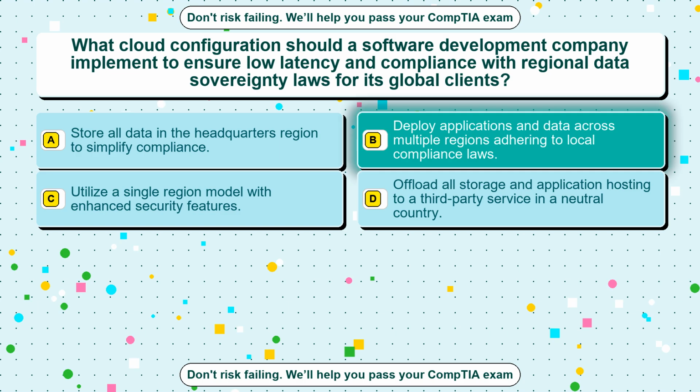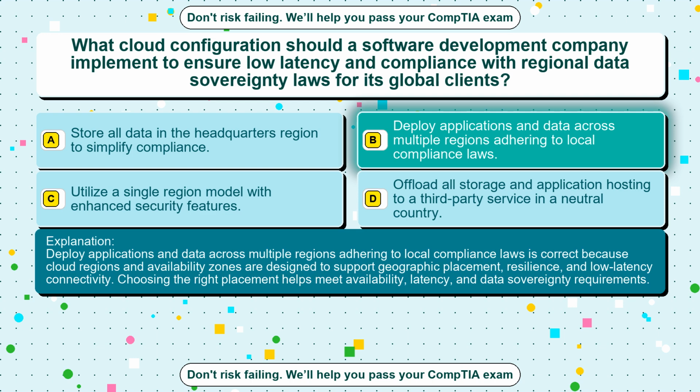The correct answer is option B. Deploy applications and data across multiple regions adhering to local compliance laws. Deploy applications and data across multiple regions adhering to local compliance laws is correct because cloud regions and availability zones are designed to support geographic placement, resilience, and low latency connectivity. Choosing the right placement helps meet availability, latency, and data sovereignty requirements.